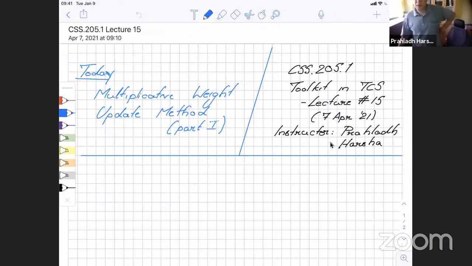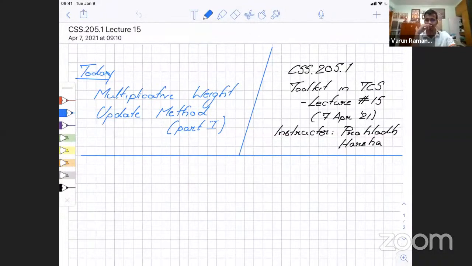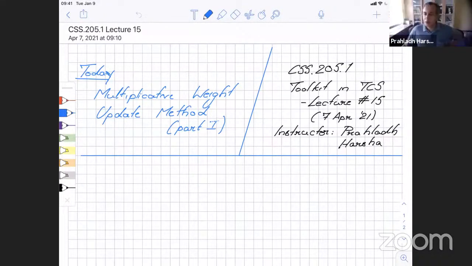Can you guys see the screen and both see me as well as see the notes? Yeah. Okay, let's wait for 2 more minutes. Let a few more people come and then I'll start at 9:38.